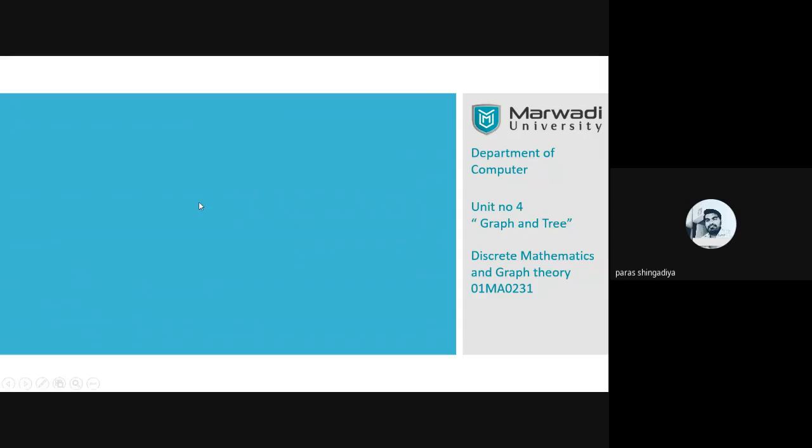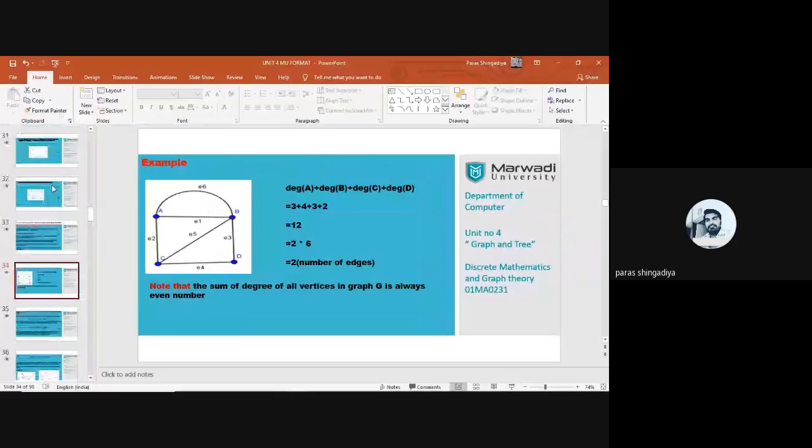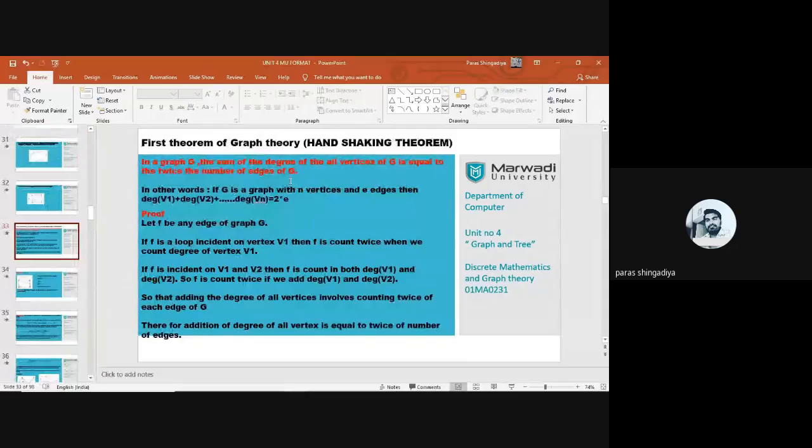Okay, so in the last lab, it was discussed about some well-known theorems of graph theory, and they were proved. The first one is the first theorem of graph theory, and what is its statement? The sum of degrees of all vertices is equal to twice the number of edges.